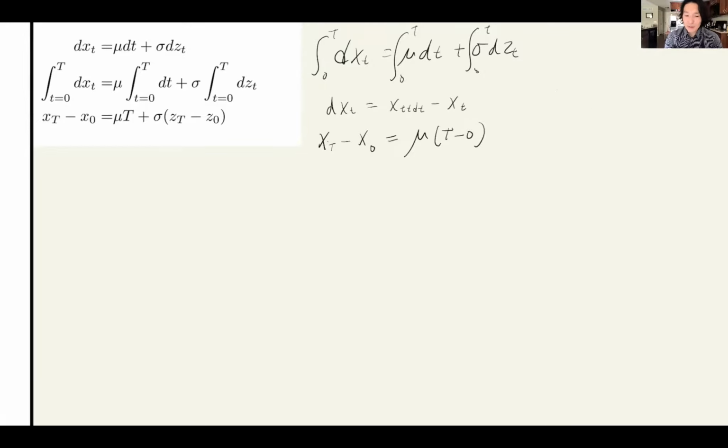Okay? So we have what we got here. There's another way of viewing this. Suppose, let's just translate it into a deterministic case.